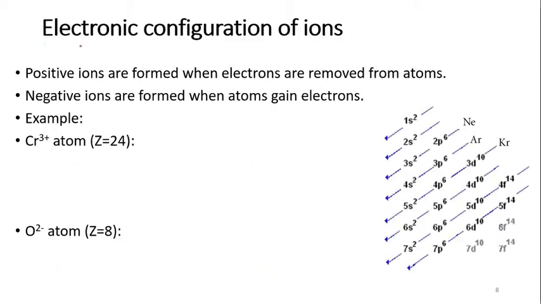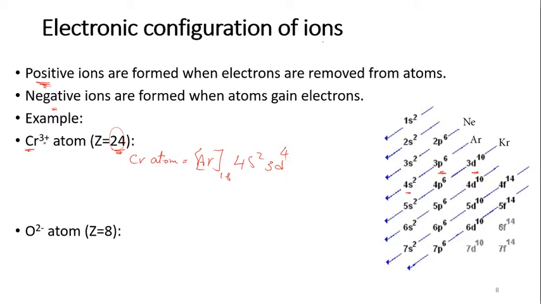Now if I try to write the electronic configuration for ions, I have positive ions and negative ions. The positive ions are the elements that lost electrons, and the negative ions are the elements that gained electrons. In that case, if I try to write something like chromium 3+ ion, I know that chromium has 24 electrons. If I try to write the electronic configuration for chromium atom, it will be equal to argon 18, so 18 up till this point, and I have 4s2 and 3d will be filled with 4 electrons.